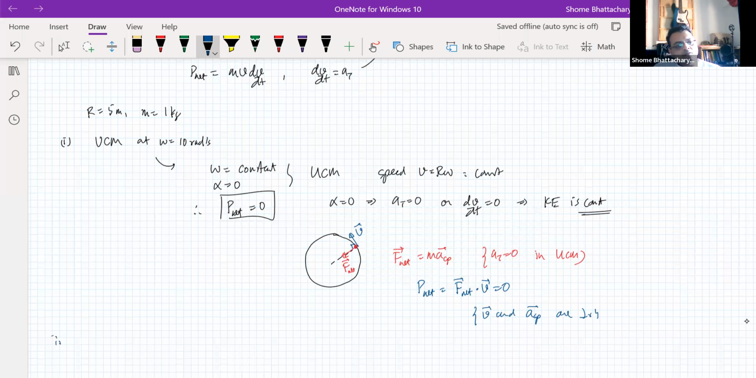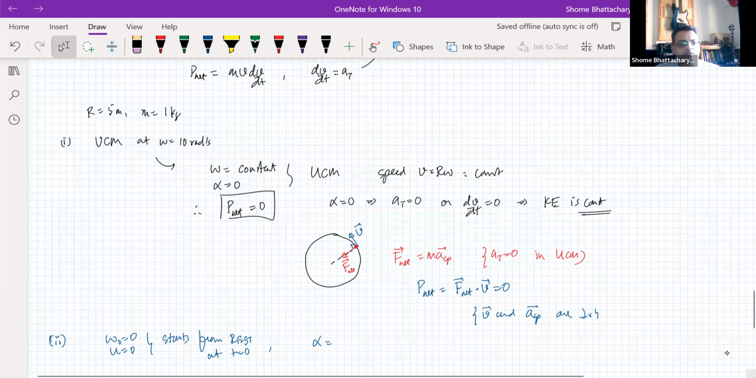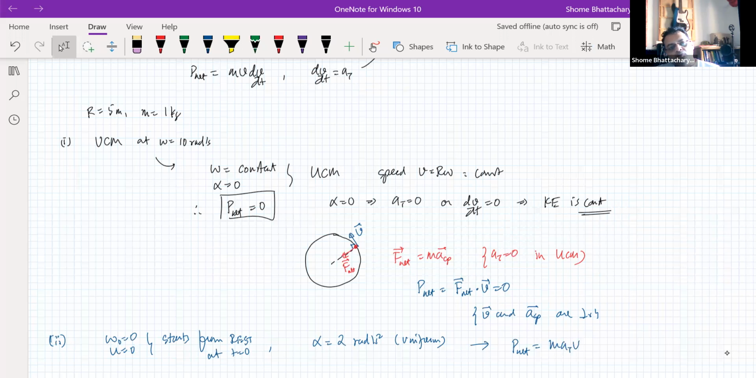Now, second part, we have taken the initial angular speed to be 0. That is, it starts from rest at t equal to 0 with a uniform alpha of 2 radians per second square. So this now means that the net power will be, you can write like this. So how can we write that as a function of time? Let's see.